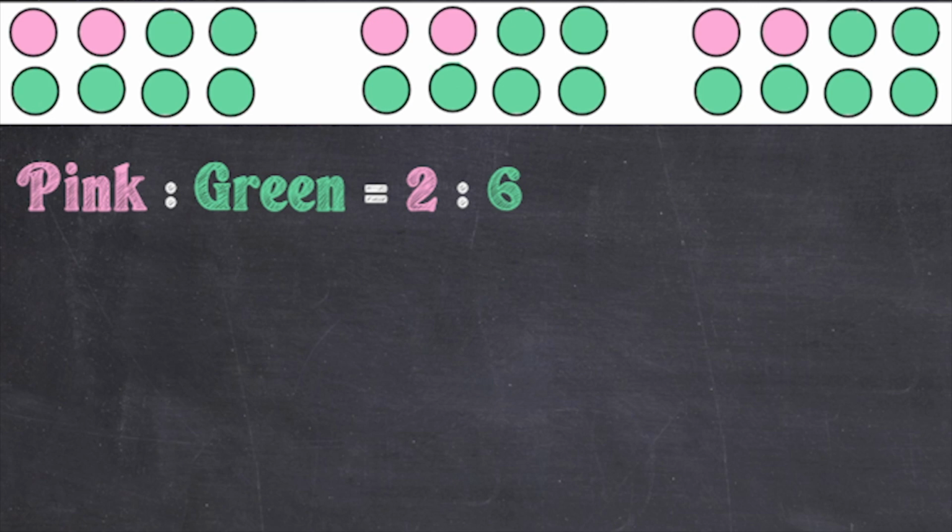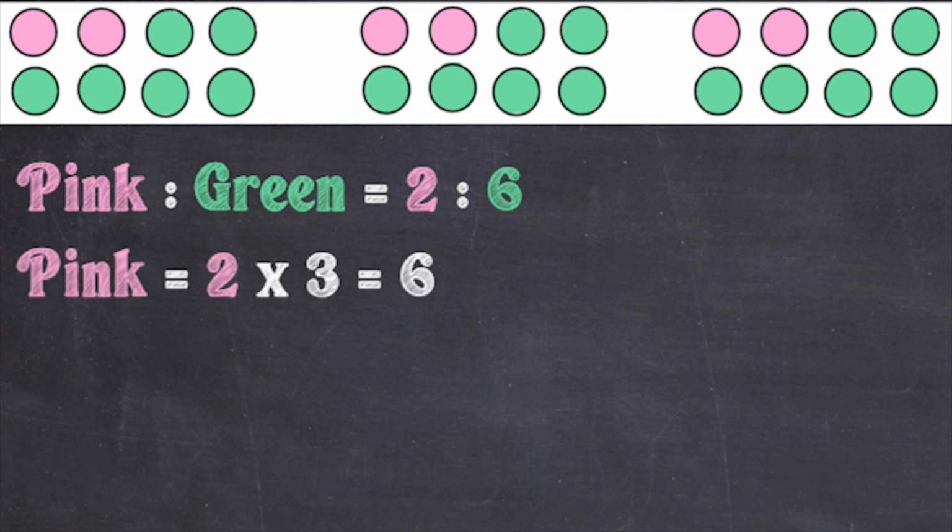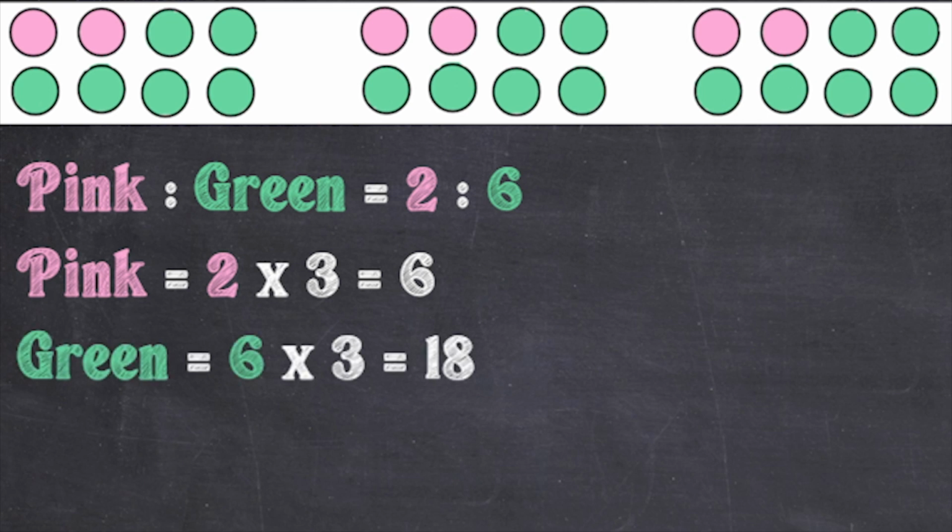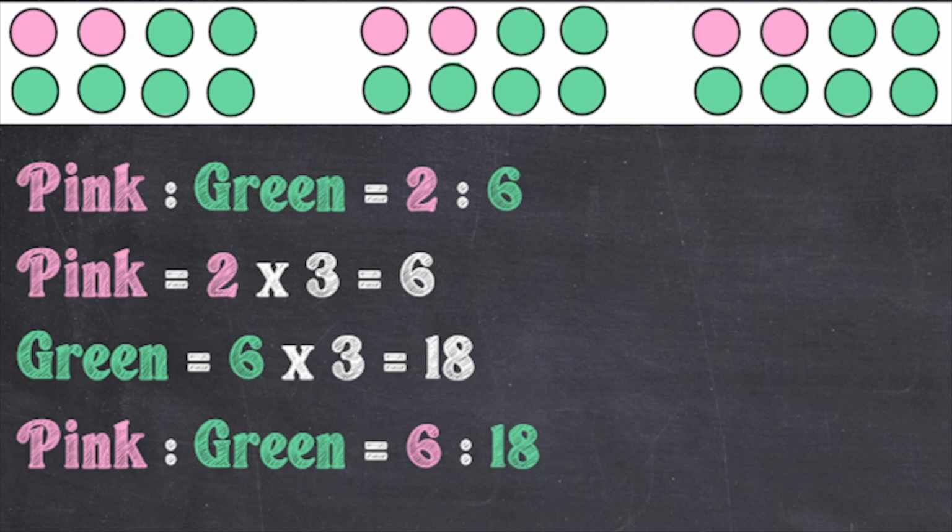For the pink marbles, we get 2 times 3, which equals 6. And for green, we get 6 times 3, which is 18. So, the ratio of pink to green marbles for 3 people is 6 to 18.